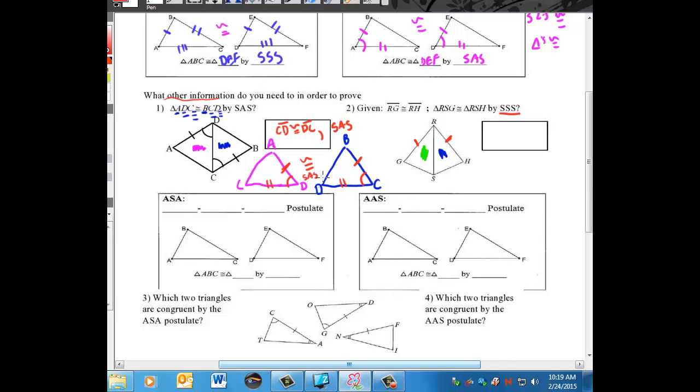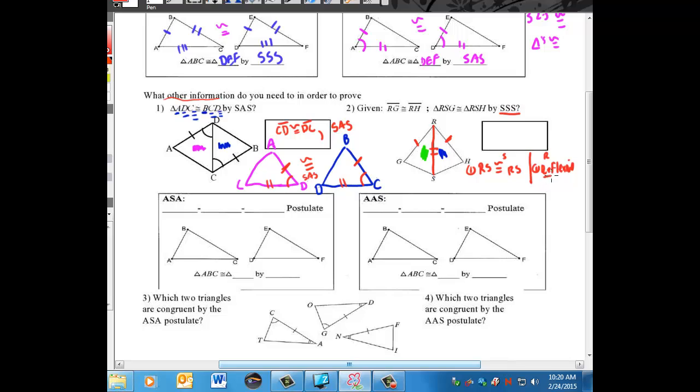And what other information do we need? So at first it looks like we need a lot, but we only need one side, because hopefully you can tell that this segment, or this side, is shared by both triangles. And since it's shared by both triangles, put 2 marks here, because this segment is congruent to itself. So we don't need this, but what I can say in a proof is that RS is equal to RS. That would be our statement, and the reason would be because of the reflexive property.